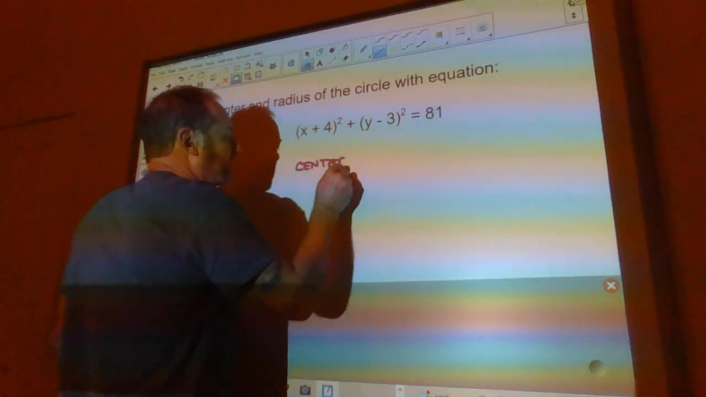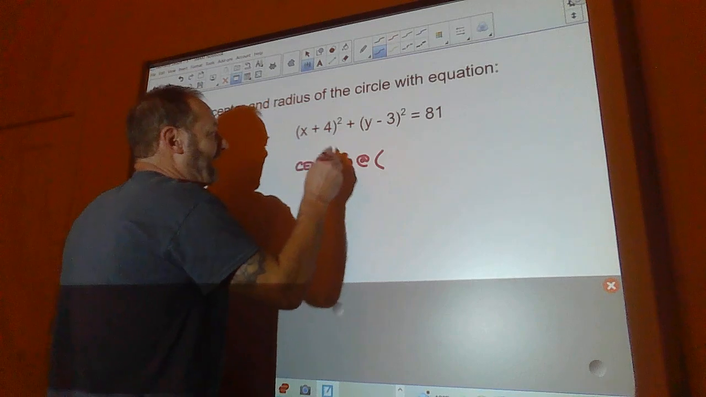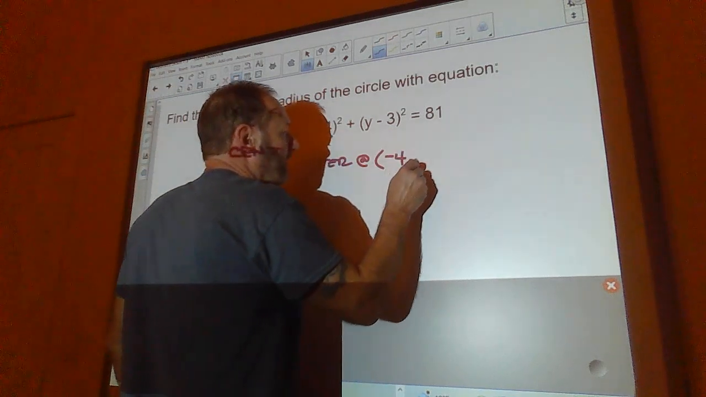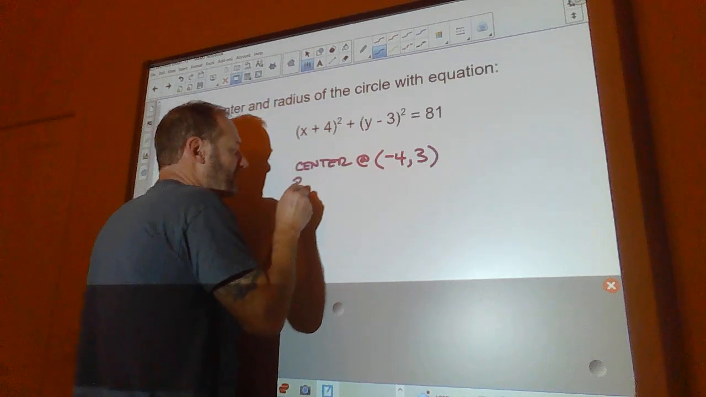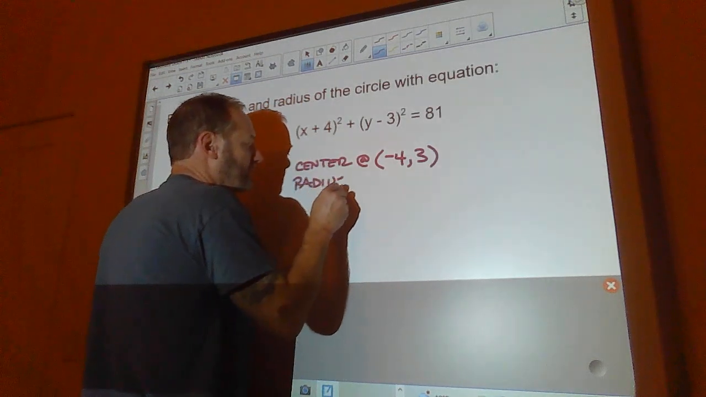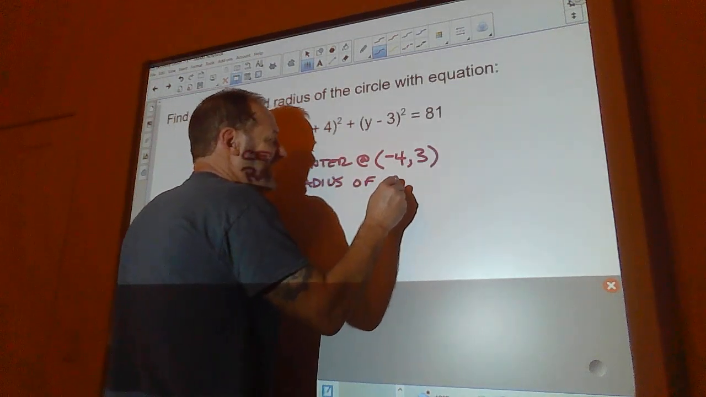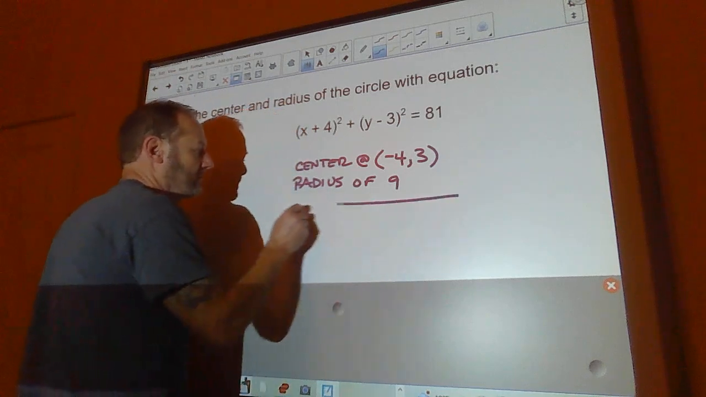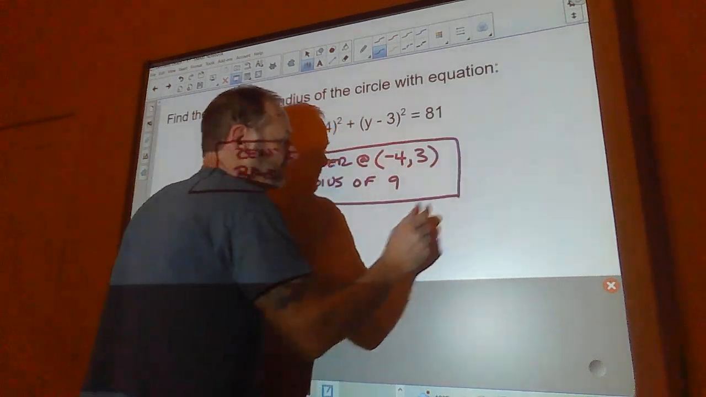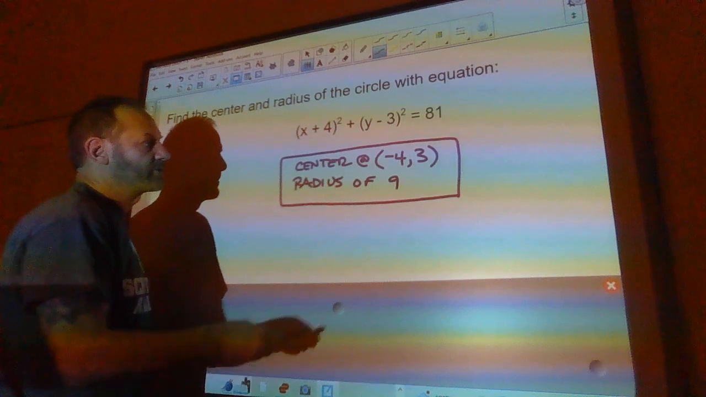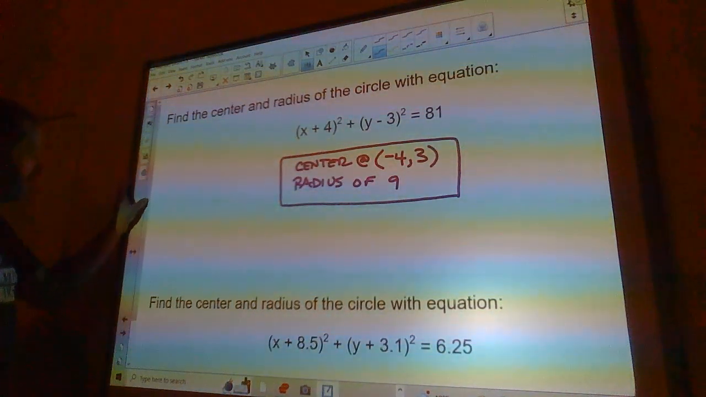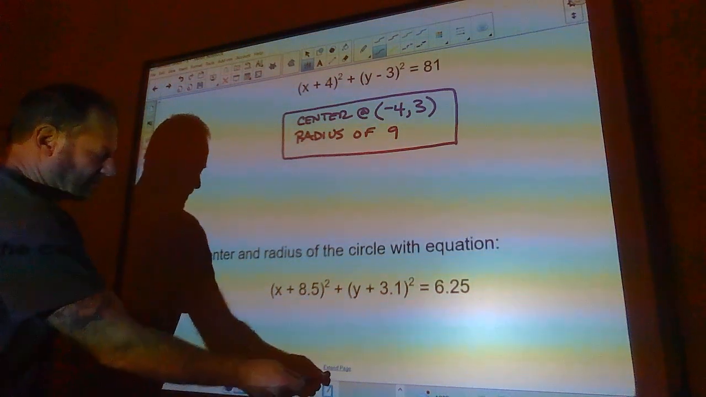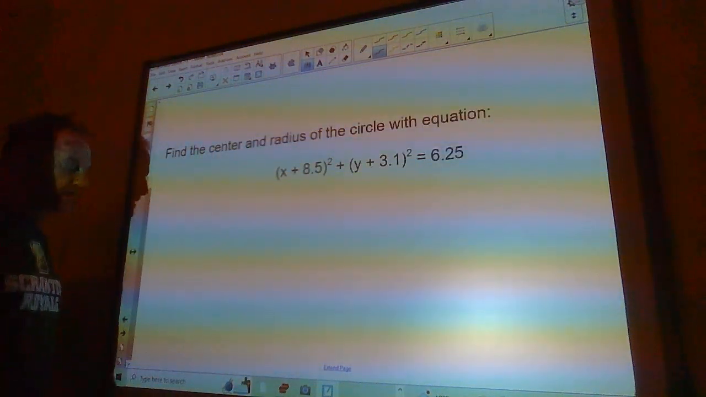Okay, this is going to have a center at negative 4, 3. It's always the opposite of these signs. And it's going to have a radius of 9. Okay? It's the square root of 81. Here's another one for you. Ooh, that looks scary, but it really isn't. So give it a try and then compare your answer to mine.